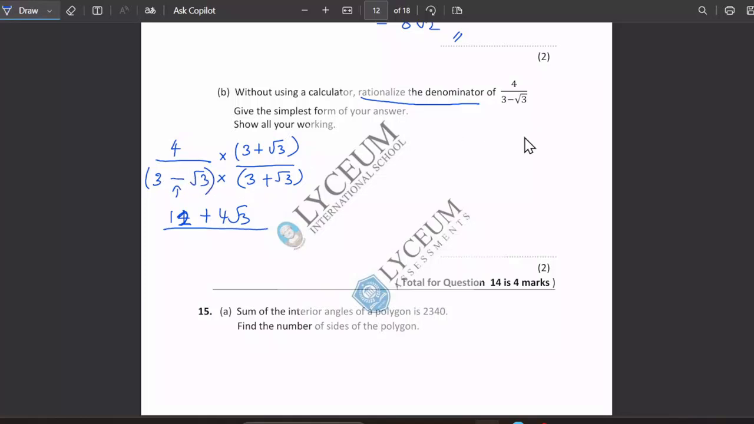And in the bottom, we now have something like this. So you know that this we can write as this. Similarly, we can write it as 3 square minus root 3 square. So rationalizing the denominator means clearing the root signs, root numbers, from the denominator. That's the meaning of rationalizing the denominator.